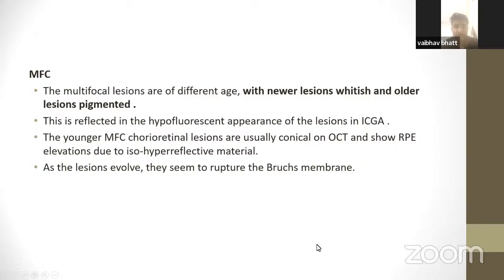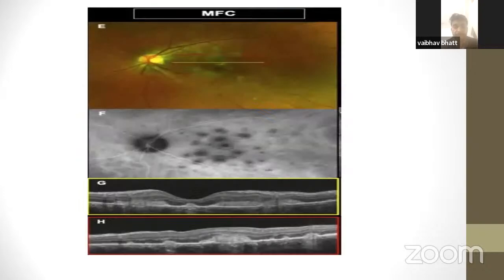Multifocal choroiditis. The multifocal lesions are of different ages, with newer lesions whitish and older lesions pigmented. This is reflected in the hypofluorescent appearance of the lesions in ICGA. The younger multifocal choroiditis chorioretinal lesions are usually conical on OCT and show RPE elevation due to iso-hyperreflective material. As the lesions evolve, they seem to rupture Bruch's membrane. As you can see in figure F, these are hypofluorescent in ICGA. Then there are iso or hyperreflective membranes in the outer retina in G and H.